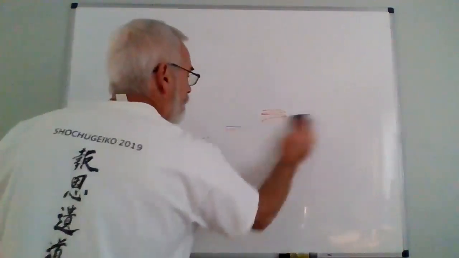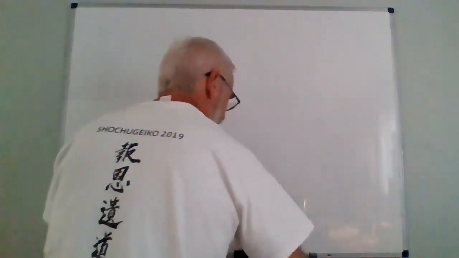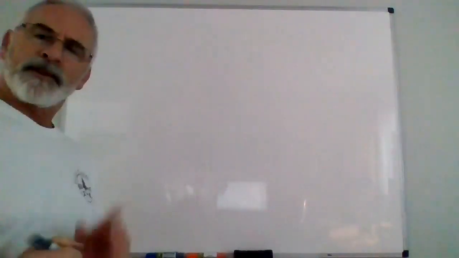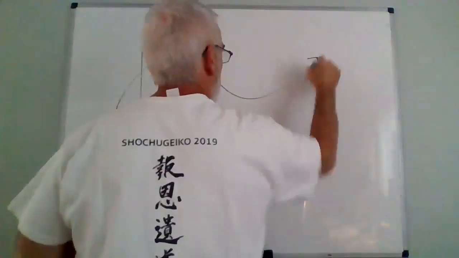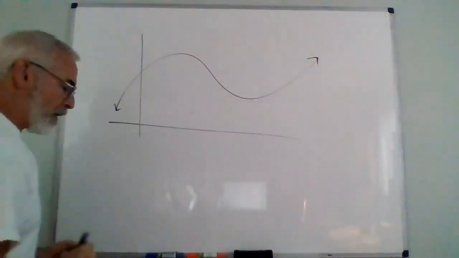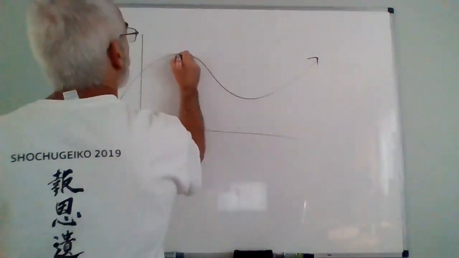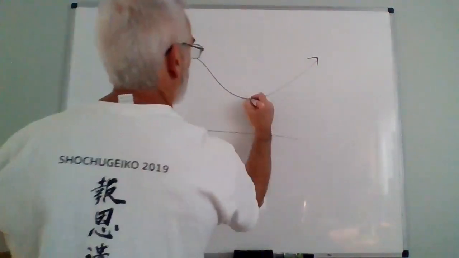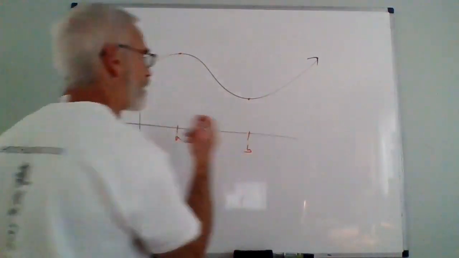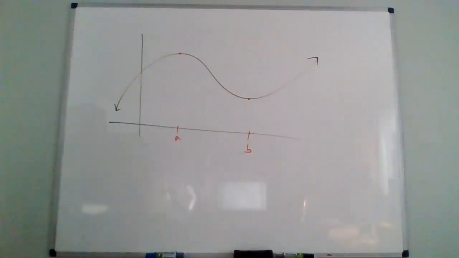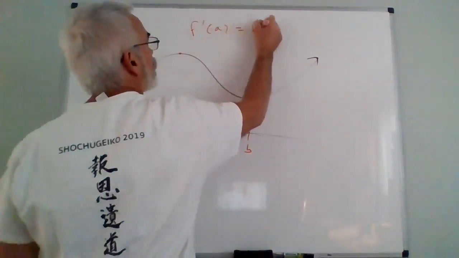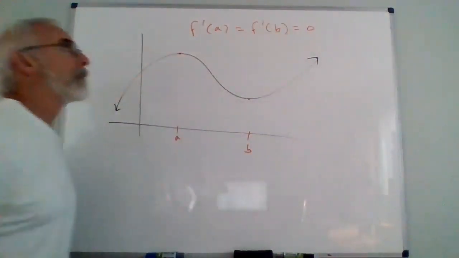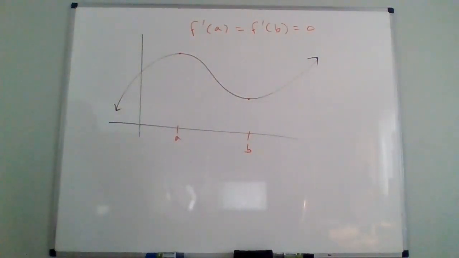So if I'm going to analyze a graph now, let's go back to the picture we drew the other day. I've got a graph and it's doing stuff. And we know to find that guy right there, let's call that A, and that guy right there, let's call that B, I need to take the derivative and set it equal to zero. So in my picture, F prime of A equals F prime of B equals zero. That's where I'm going to have a horizontal tangent. But what's happening in the rest of the curve?